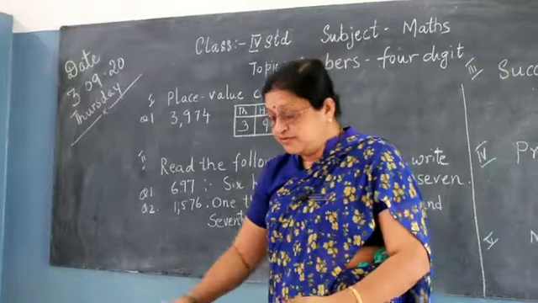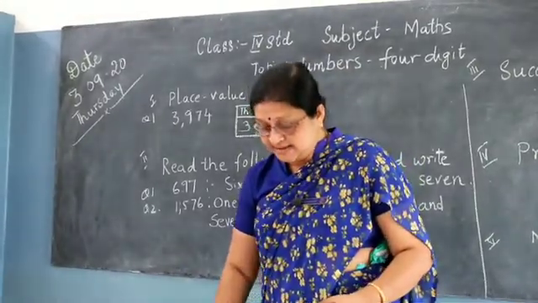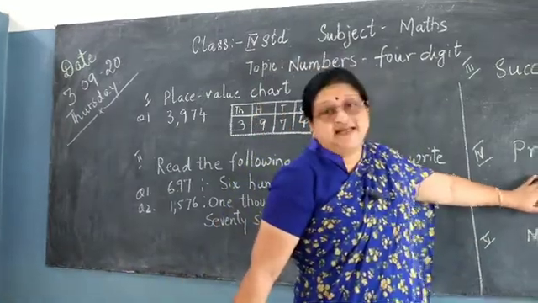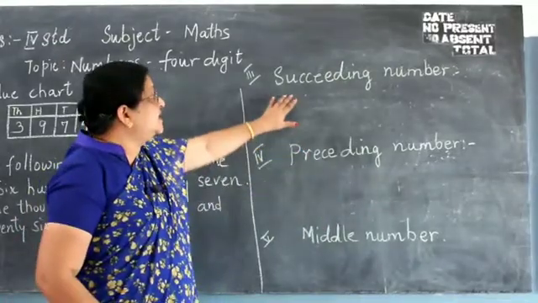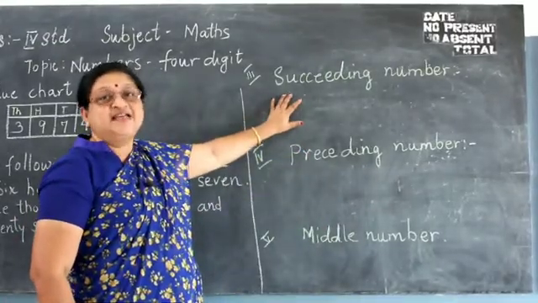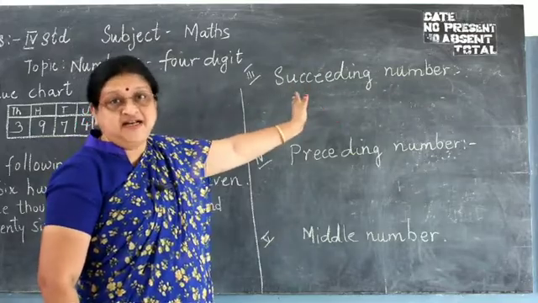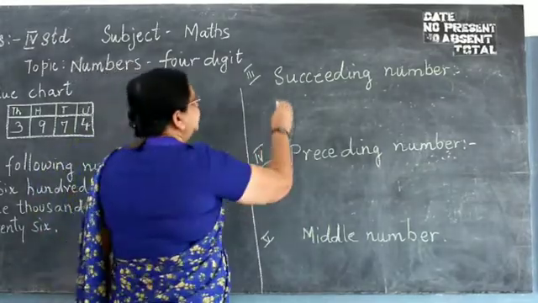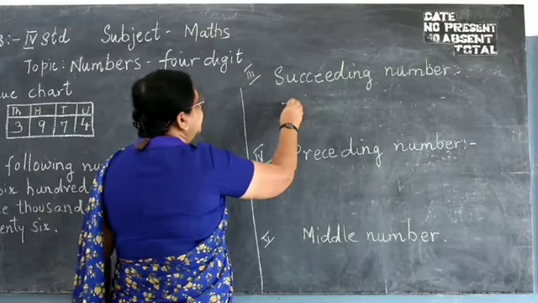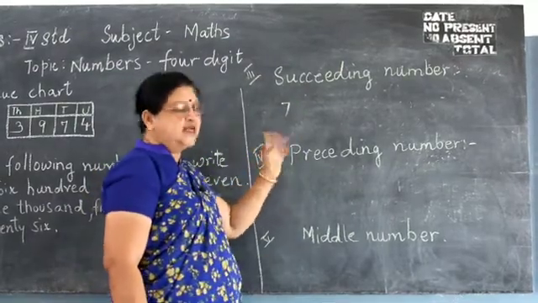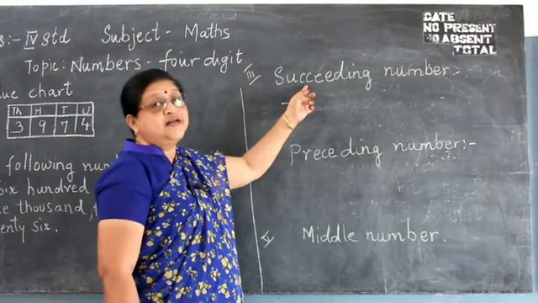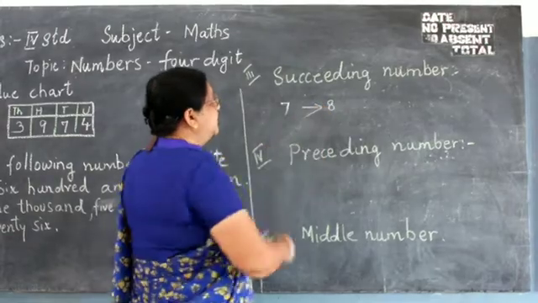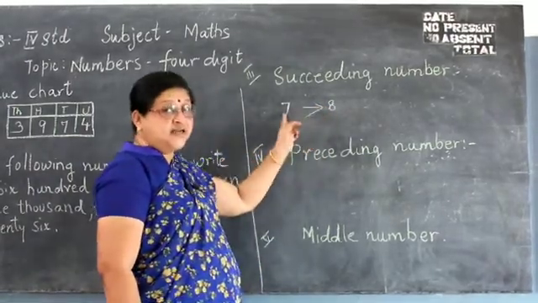Now the next topic for you today is what is a succeeding number and what is a middle number and what is a preceding number. Now the word succeeding in number itself is what comes after a given number. Suppose I'll take 1 digit. Now 1 digit I give a number 7. Only 1 digit this is. I'll ask you, what is the succeeding number? You will say it is 8. The succeeding number will be 8. This is in 1 digit.